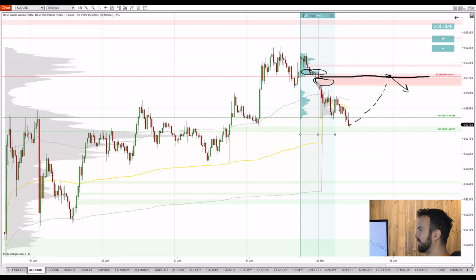On forex, those gaps get filled very often, so I'm pretty sure that this level will get hit soon, and when it does, I'll want to go short from there, from the beginning of this volume cluster. Alright, so that's the setup which I like to trade.